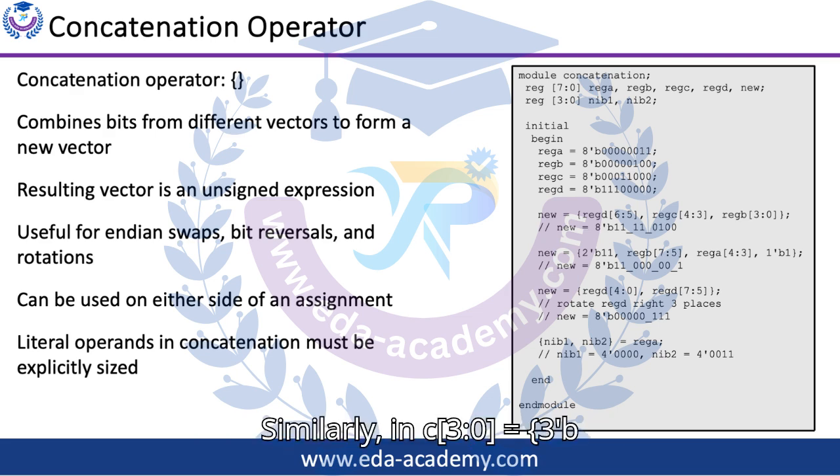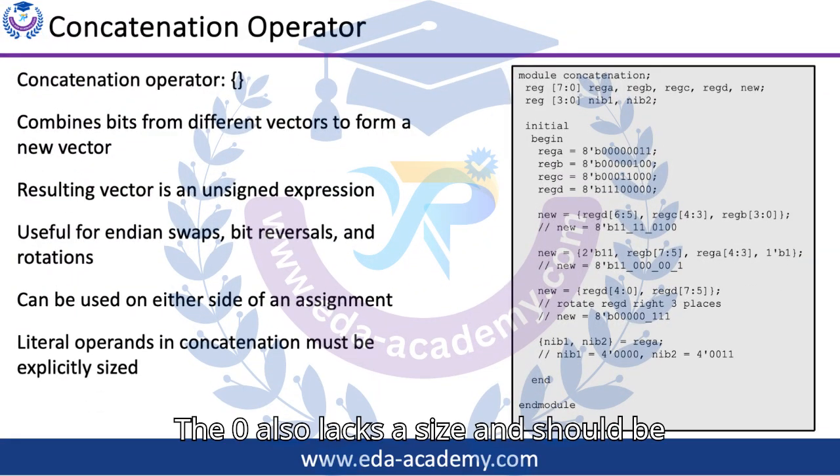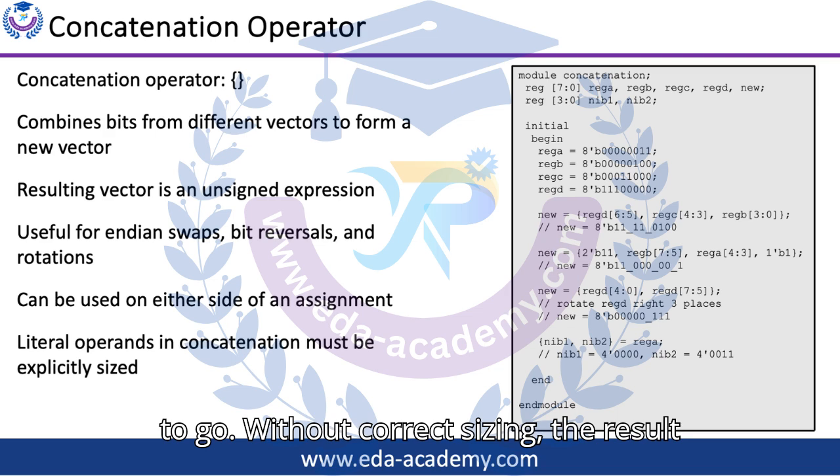Similarly, in c[3:0] = {3'b011, 'b0}, the 0 also lacks a size and should be written as 1'b0 to properly fit into the concatenation. This sizing ensures that every bit goes exactly where it's meant to go. Without correct sizing, the result might not fit in the vector as expected, leading to simulation errors.